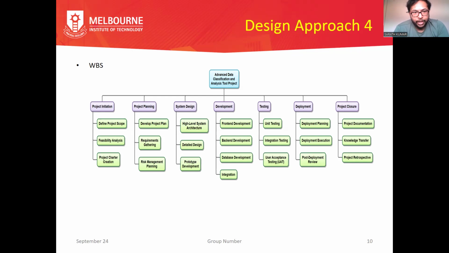For example, if we look into project initiation, we need to define the project scope, the feasibility analysis, project data creation, and planning. So project planning, gather requirements, risk management. So every stage which we have completed previously and which we are going to perform in future, the basics have been structured in a free manner and problem-free manner. Next, I will request my teammate Varun to continue with design approach 5.